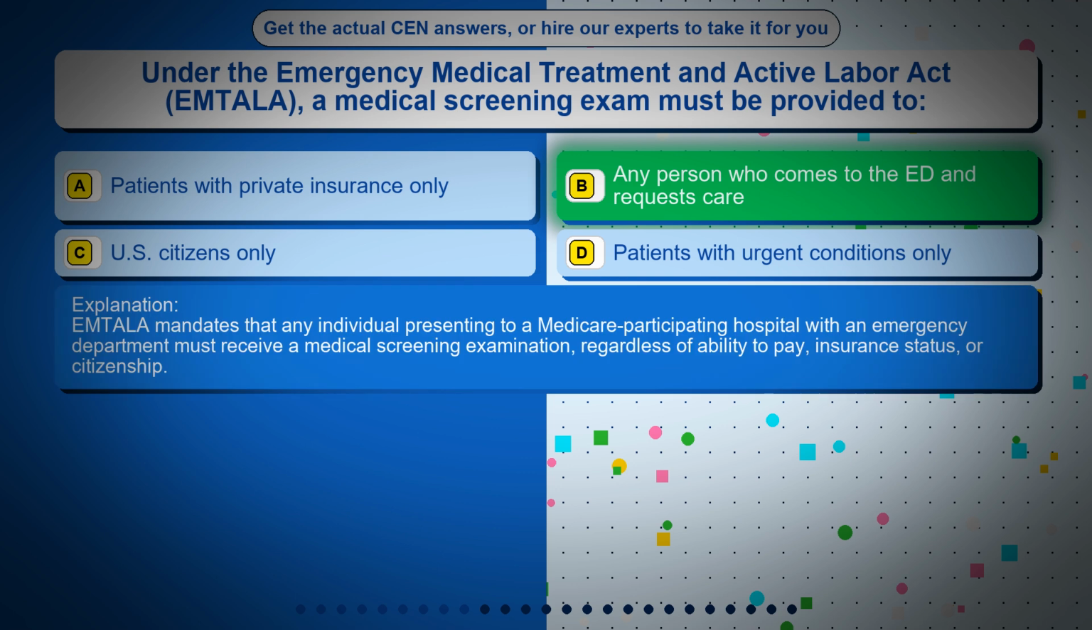EMTALA mandates that any individual presenting to a Medicare participating hospital with an emergency department must receive a medical screening examination, regardless of ability to pay, insurance status, or citizenship.